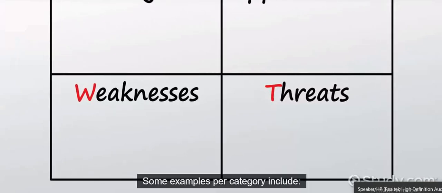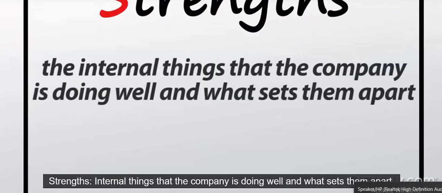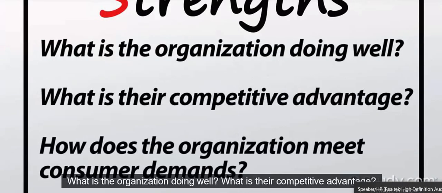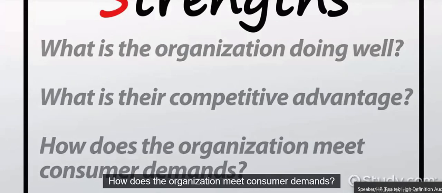Some examples per category include strengths, such as the internal things that the company is doing well and what sets them apart. What is the organization doing well? What is their competitive advantage? How does the organization meet consumer demands?